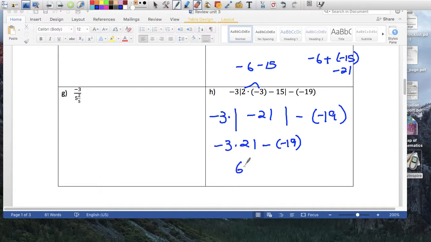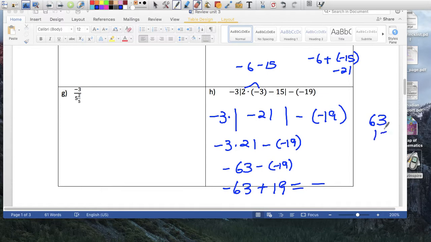Negative 3 times 21 is negative 63 minus negative 19. So anytime you have a subtraction sign, if you want to change it to an addition problem, you can. Negative 63 plus 19. There are more negatives. The absolute value is bigger for the negative, so I'm going to take the sign of negative, and I'm going to find the difference between 63 and 19, right? After you make zero pairs, you're going to make one positive with one negative. That makes a zero pair. Another positive with another negative, and eventually you'll notice that there's a bunch of negatives left over.